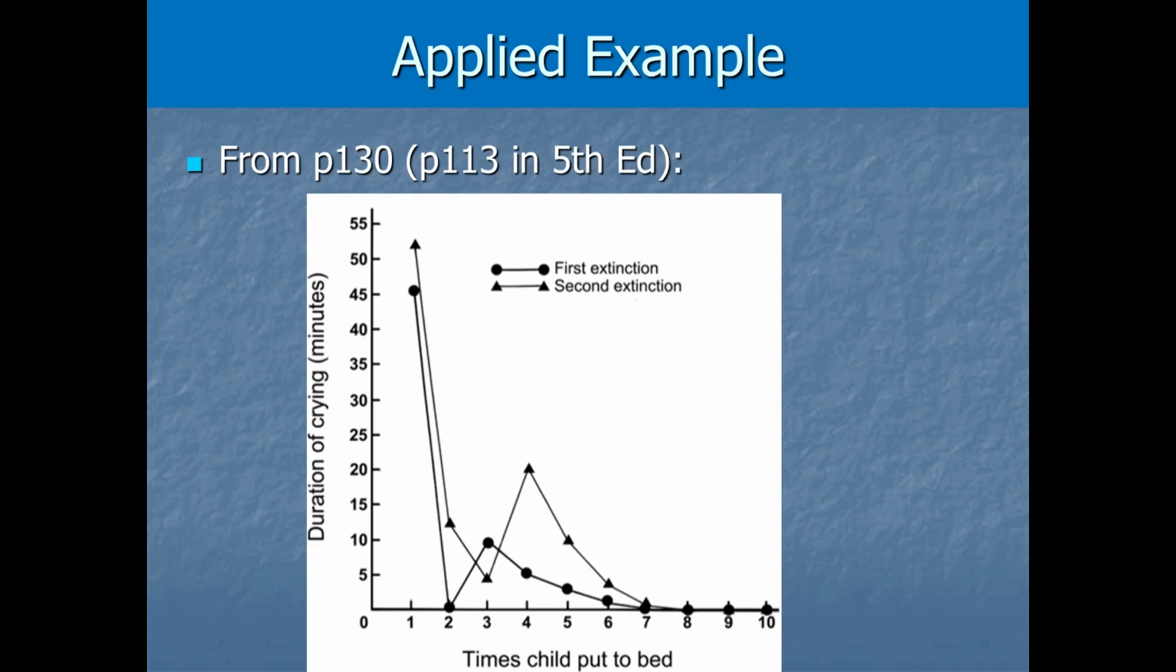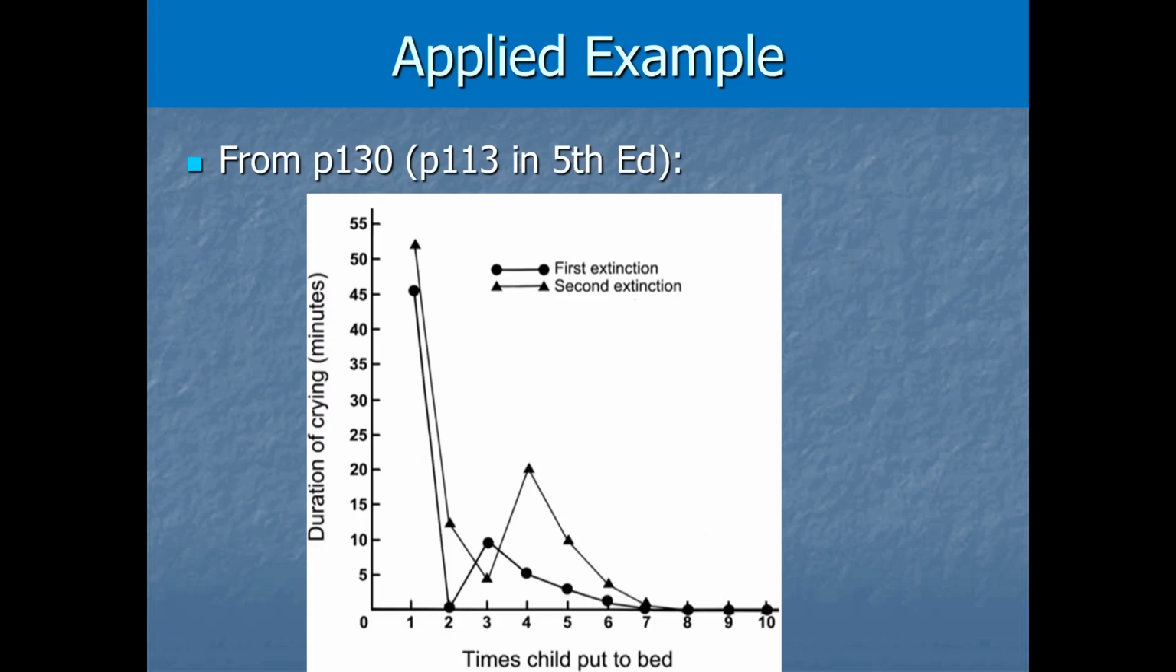Now, let's first look at the line with circles. Just look at the circle line here. This is when parents got some help maybe from a behavior analyst and decided we're going to stop giving attention to the child when it cries. Stop giving positive reinforcement of the crying behavior, in other words.